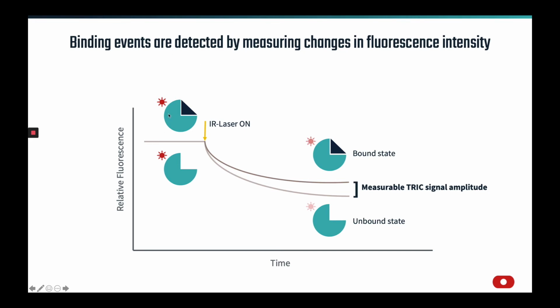You have your labeled target, which either has interacted with its binding partner or you have it in its unbound state. The IR laser is turned on briefly to change the temperature of the sample, and as you can see, the unbound state targeted molecule provides a fluorescence signal that's different from that obtained when there's an interaction that occurs, and that's what we're measuring with TRIC, is this change in the signal amplitude.